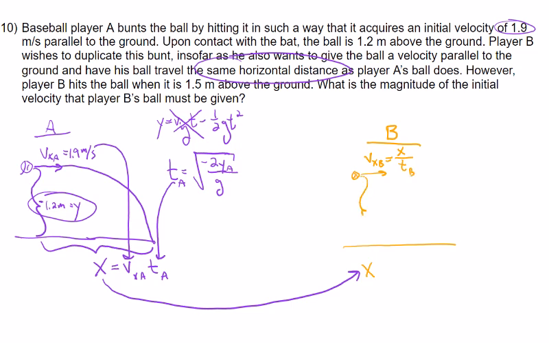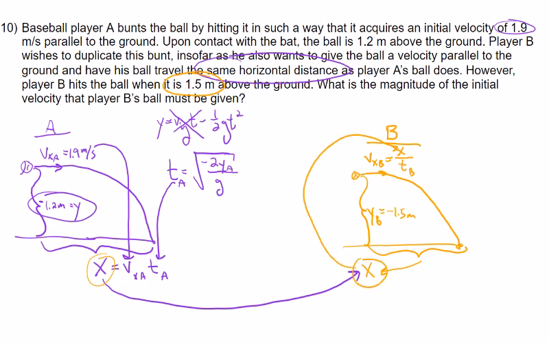So it starts out, YB is, where is it? 1.5 meters above the ground. So it's going to fall 1.5 meters. So it's going to go and hit the ground like this. This x is the same as this x. So these two x's are the same. So I have that value already. I just don't know the time for B.